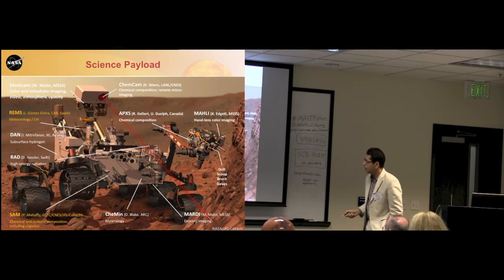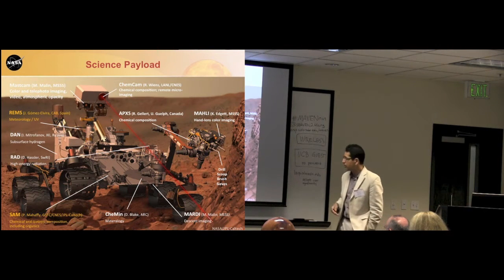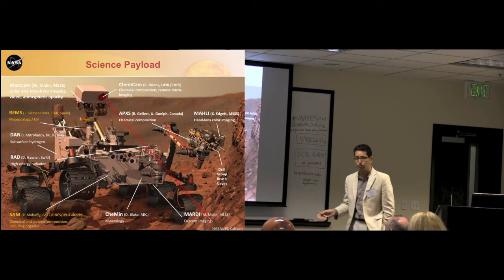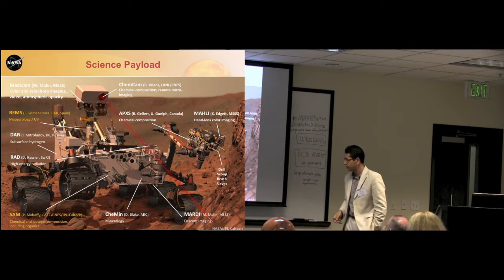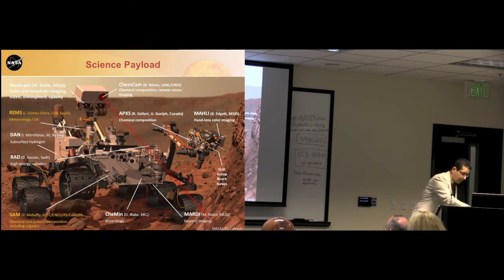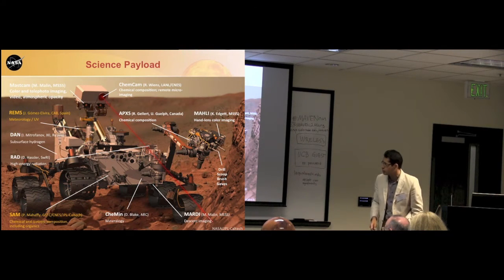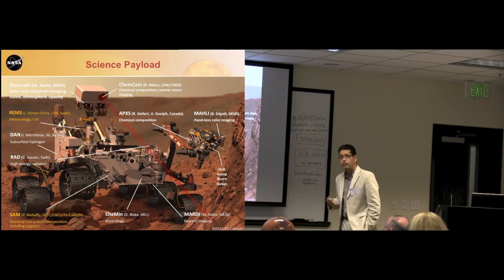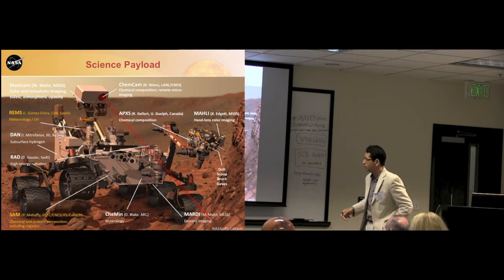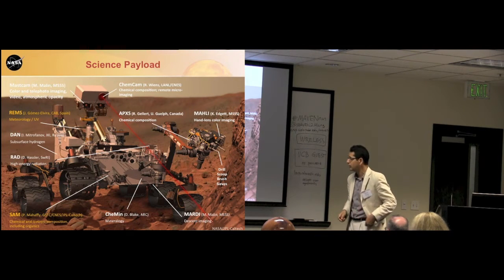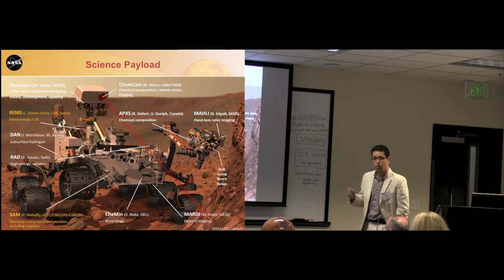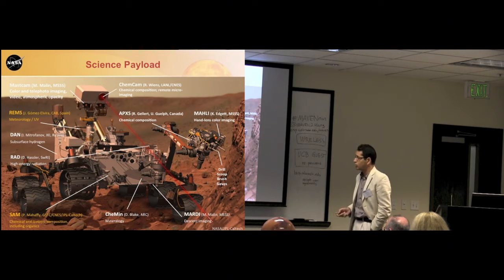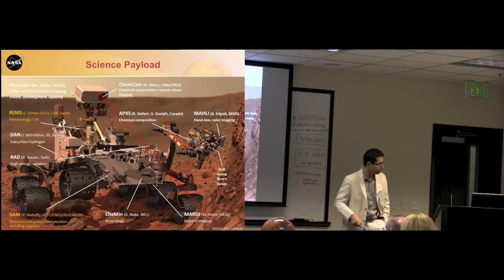CheMin is a mineralogy experiment. They look at the mineralogy of the sample by doing X-ray diffraction. And obviously my favorite instrument, SAM, is the Sample Analysis at Mars. It's probably the most advanced chemical analytical lab ever flown to space. It's the size of a microwave oven, and it does dry and wet chemistry and allows us to analyze solid and atmospheric samples on Mars.